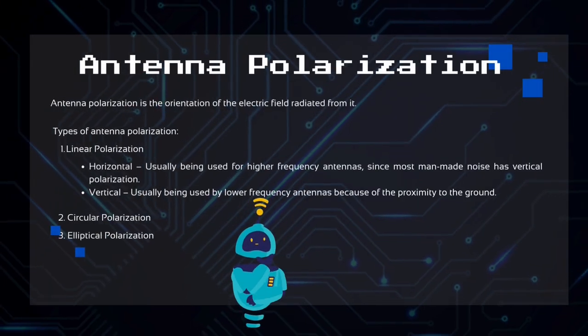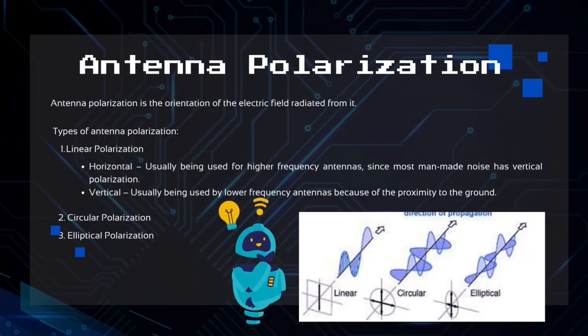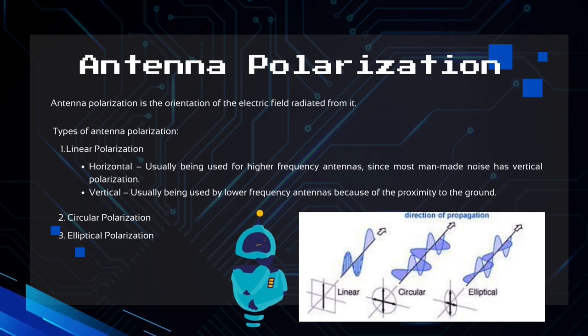Next is the antenna polarization. Antenna polarization is the orientation of the electric field radiated from it. There are 3 types of antenna polarization. First is linear polarization, where horizontal is usually used for higher frequency antennas, since most man-made noise has vertical polarization, and vertical is usually used by lower frequency antennas because of the proximity to the ground. The second one is circular polarization. And lastly, elliptical polarization.